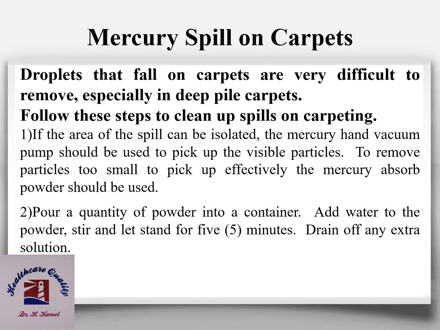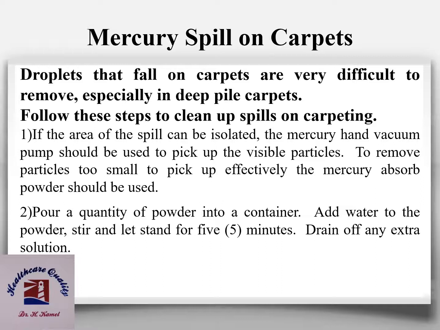Mercury spill on carpets: droplets that fall on carpets are very difficult to remove, especially in deep pile carpets. Follow these steps to clean up spills on carpeting. If the area of the spill can be isolated, the mercury hand vacuum pump should be used to pick up the visible particles. To remove particles too small to pick up effectively, the mercury absorbing powder should be used.